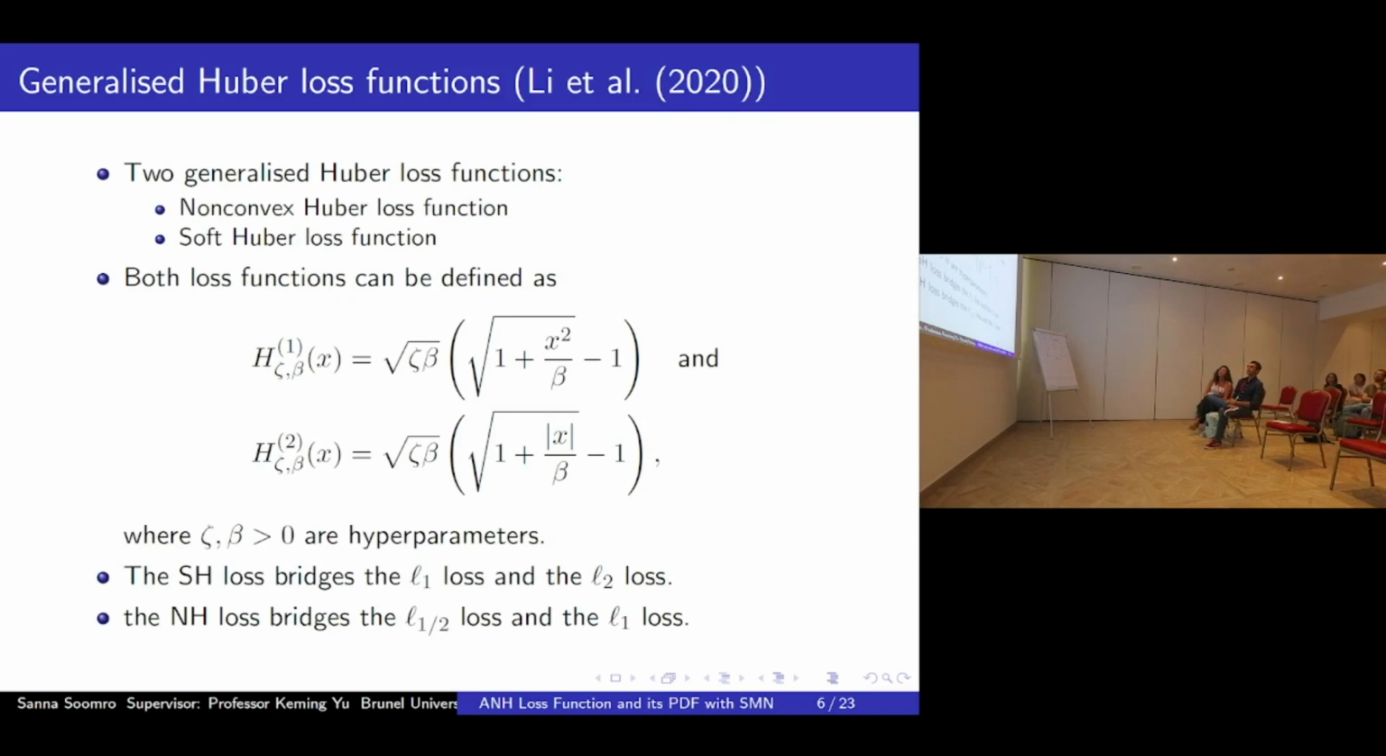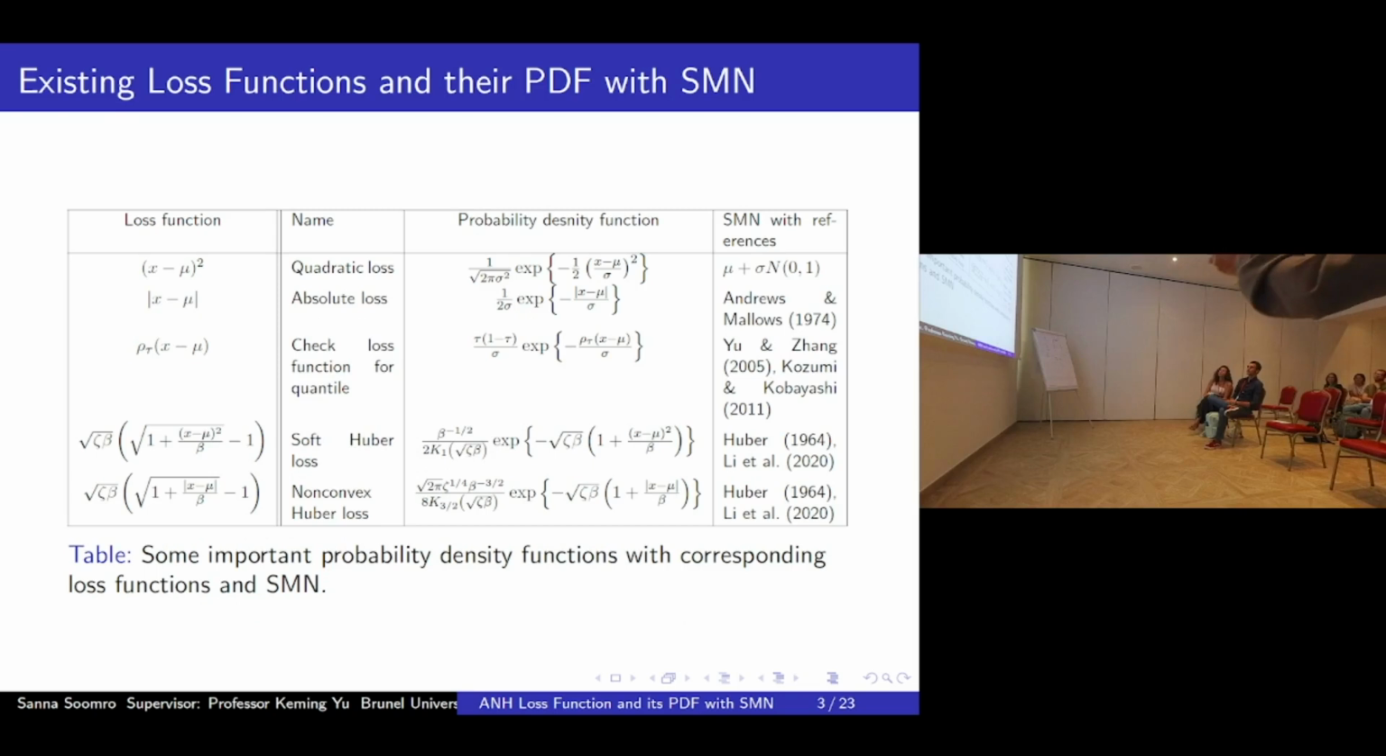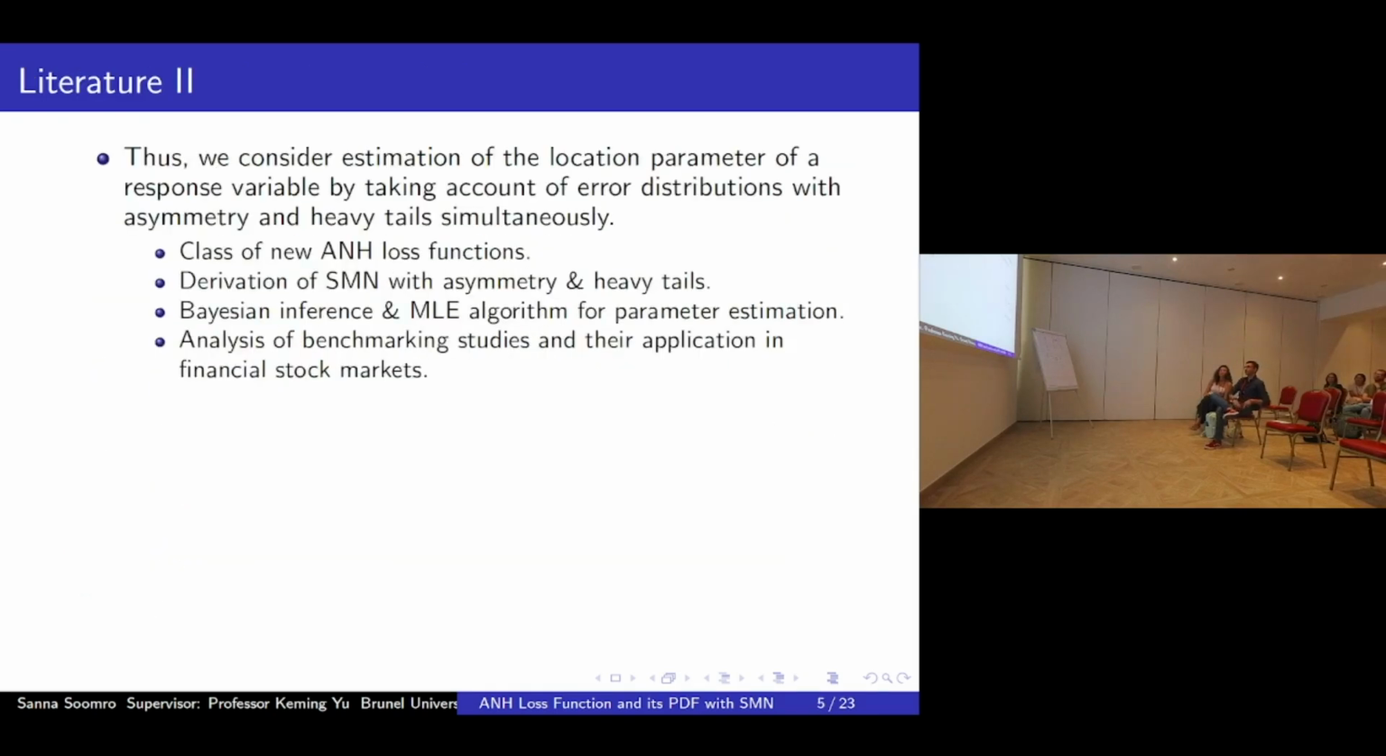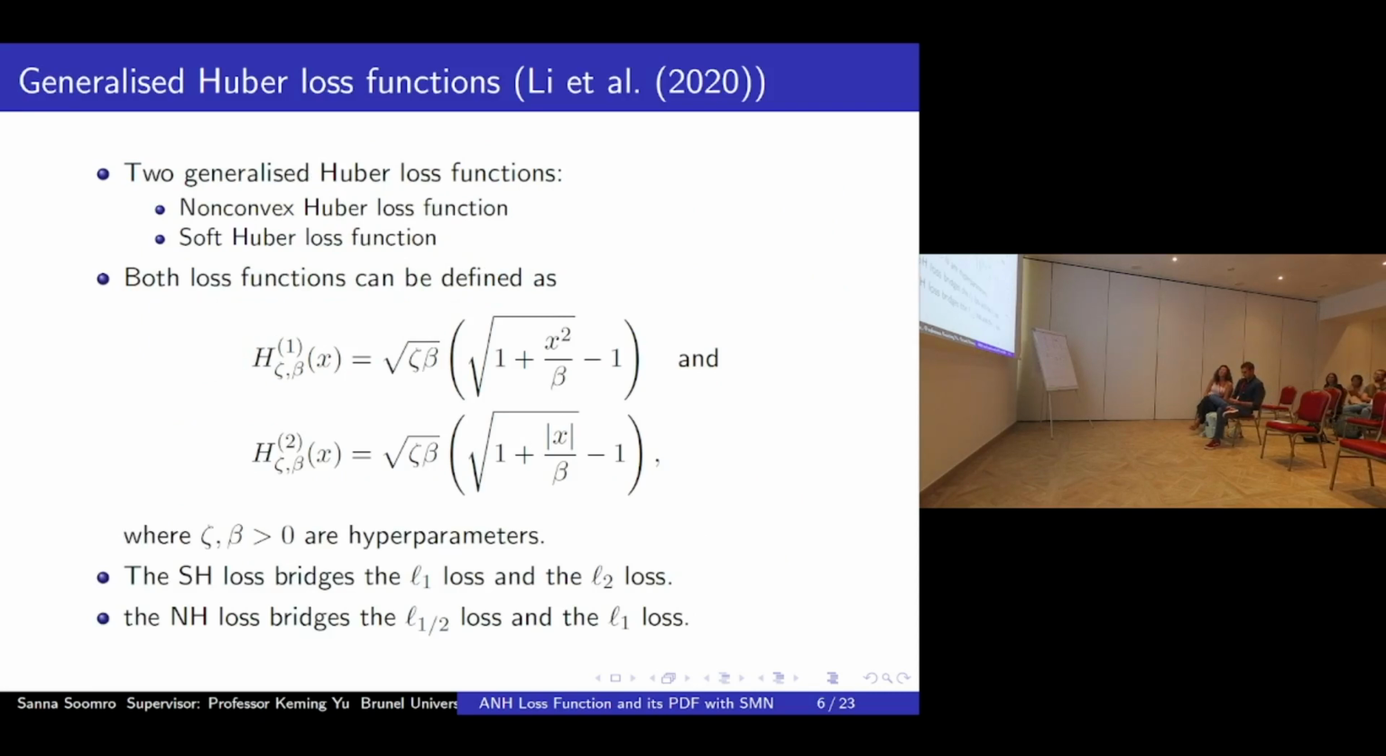Okay, so let's remember these last two loss functions from earlier. Now I'm going to talk about them in more detail. These two loss functions are called generalized Huber loss functions, which are nonconvex Huber and soft Huber. You can see the first one has a square term, which is soft Huber, and the second loss function has an absolute value, which is nonconvex Huber. We have two initial parameters, zeta and beta, which are hyperparameters, and they need to be positive to make this loss function valid.